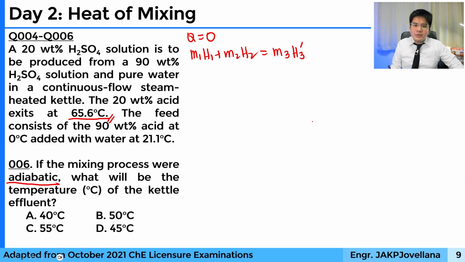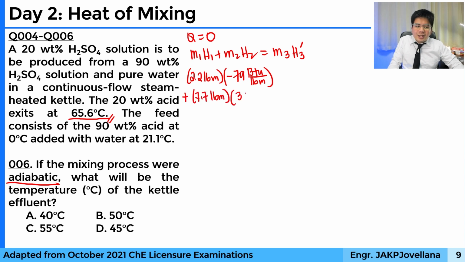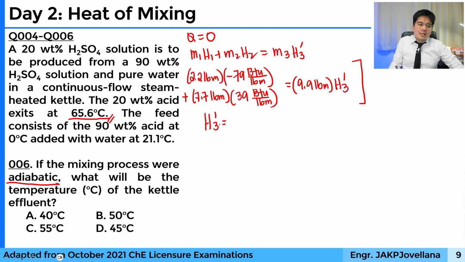Substituting the previous values to the original equation, we have M1H1, so this is 2.2 pound mass times H1, which is negative 79 BTU per pound mass, plus M2H2, so plus 7.7 pound mass times 39 BTU per pound mass, and their sum is equal to M3H3 prime. M3 is 9.9 pound mass, and currently our unknown is H3 prime. So from this equation, we can calculate H3 prime. The value of H3 prime can be calculated as around 12.77 BTU per pound mass.